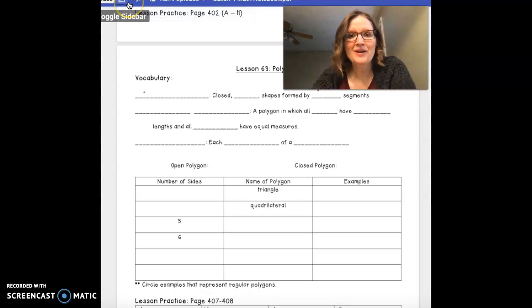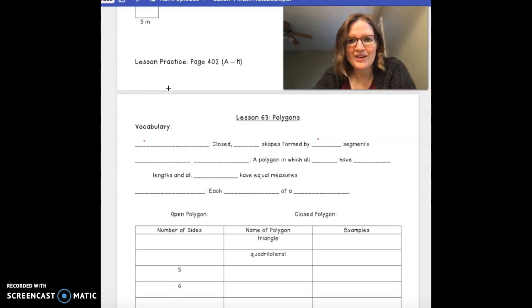Hi friends, today we are talking about lesson 63, polygons. I'm going to put that down right there so you can see our topic, polygons. We are going to be doing the lesson and the practice set all in, so let's go.